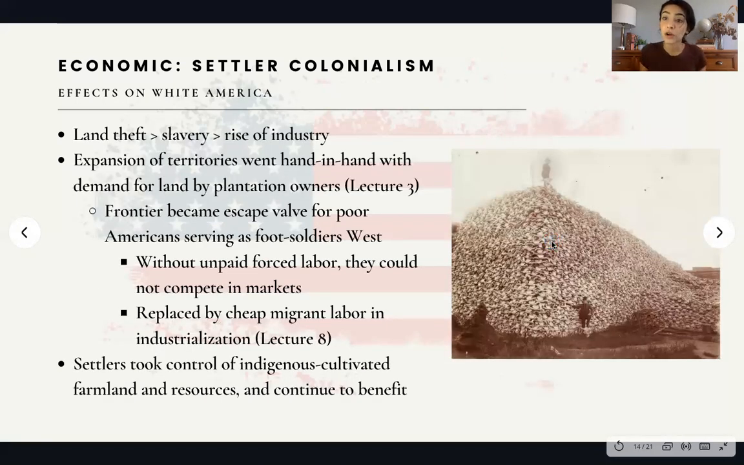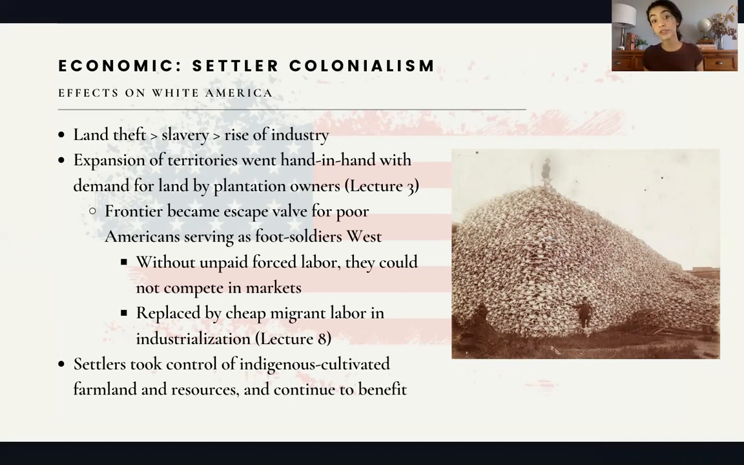Now, what are the effects on white America at the time? I want to start drawing this connection. Without the land they're taking from the Native Americans, you do not see the growth of the plantation system. A lot of the push west is because plantation owners, slave owners are gradually taking more and more land to grow their plantations, to produce cotton. So the expansion of the territories really goes hand in hand with the demand for land by plantation owners.